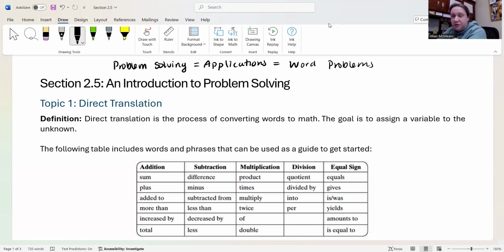So direct translation, we've talked about this before. Direct translation is the process of converting words to math. The goal is to assign a variable to the unknown. Okay, so there's always going to be something unknown. That's what you're going to assign your variable to.